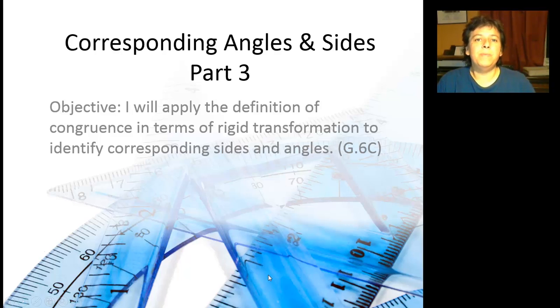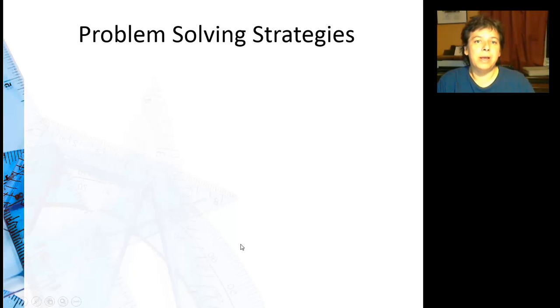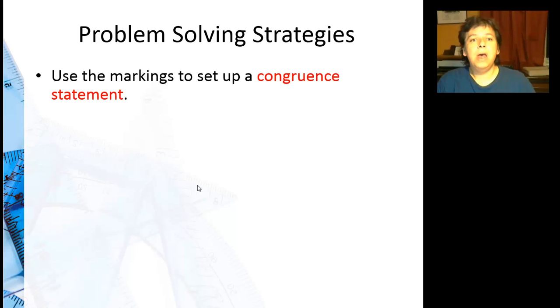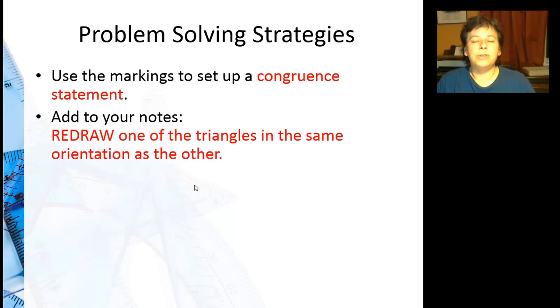Now we're going to look at some more challenging problems with congruent polygons and congruent triangles. So we're going to use some problem-solving strategies. First of all, if you can, use the markings to set up a congruent statement. Figure out which vertex goes with which vertex. And I'd like you to add this to your notes.